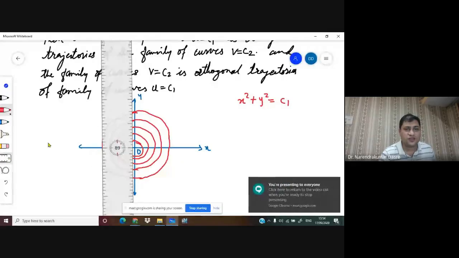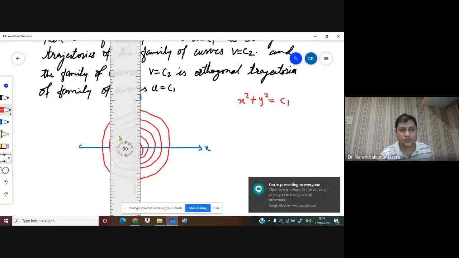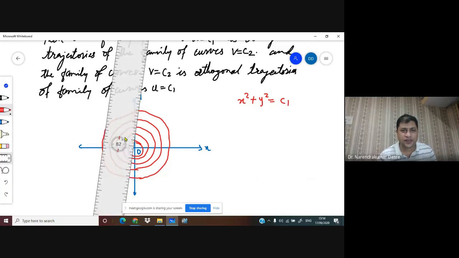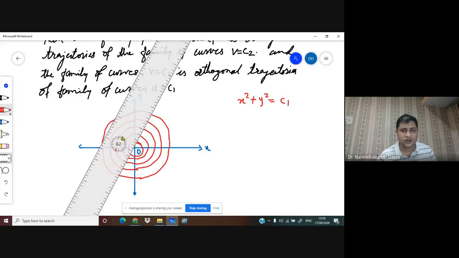Now we have to find another family. See here, I'm drawing another family. You identify this family. What is this family of curves? Please identify this family of curves.